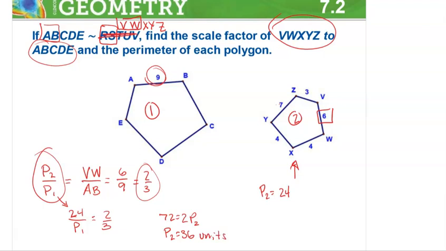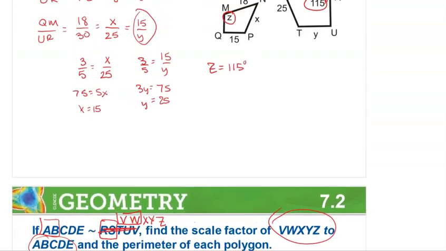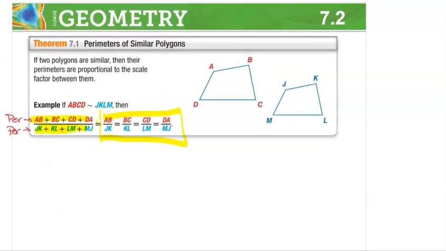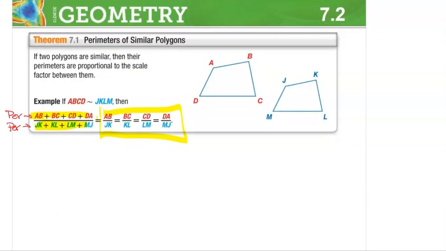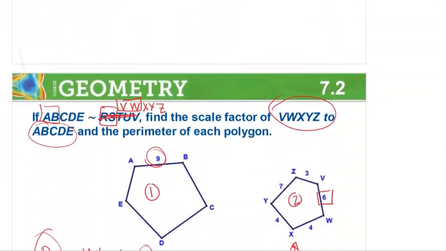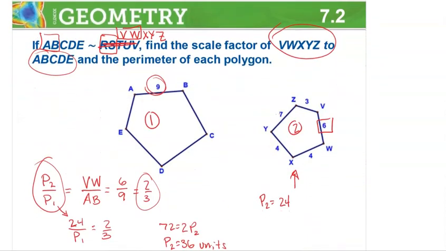So for this one, just remember that the perimeter can also be put into a relationship between the sides, and it's equivalent to the ratio of the sides. So these all have the same scale factors. And that's the end of your lesson. Thanks for taking notes. See you in class.